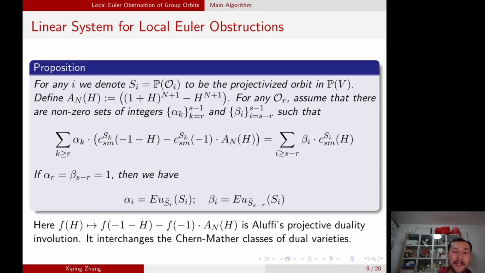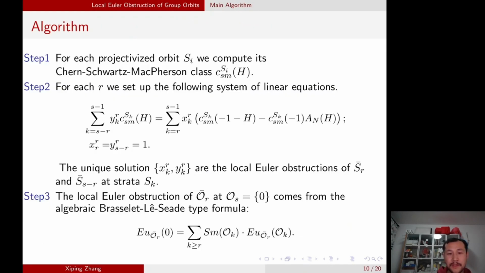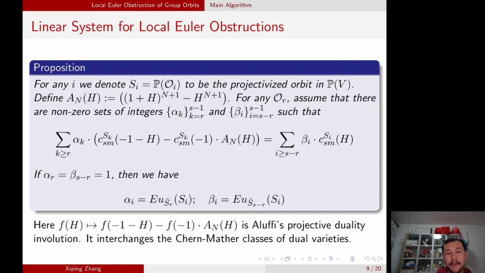On the left-hand side, the summation is over all the objects Sk that might live in the closure of the orbit SR. And on the right side, the summation is over all the objects Si that might live in the closure of the dual variety S minus R. So the integers are treated as weights. And then on the left side, the parenthesis is actually defined by Aluffi's projective duality.